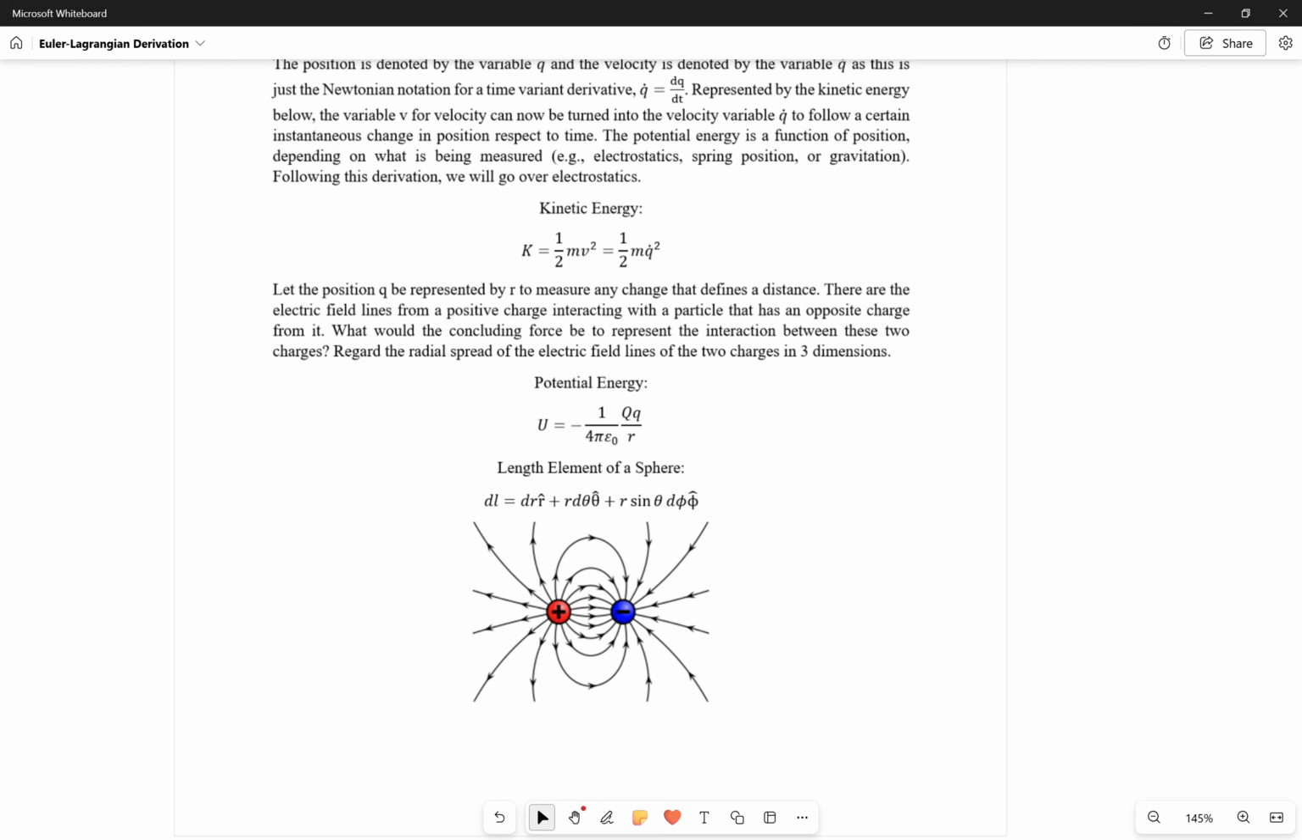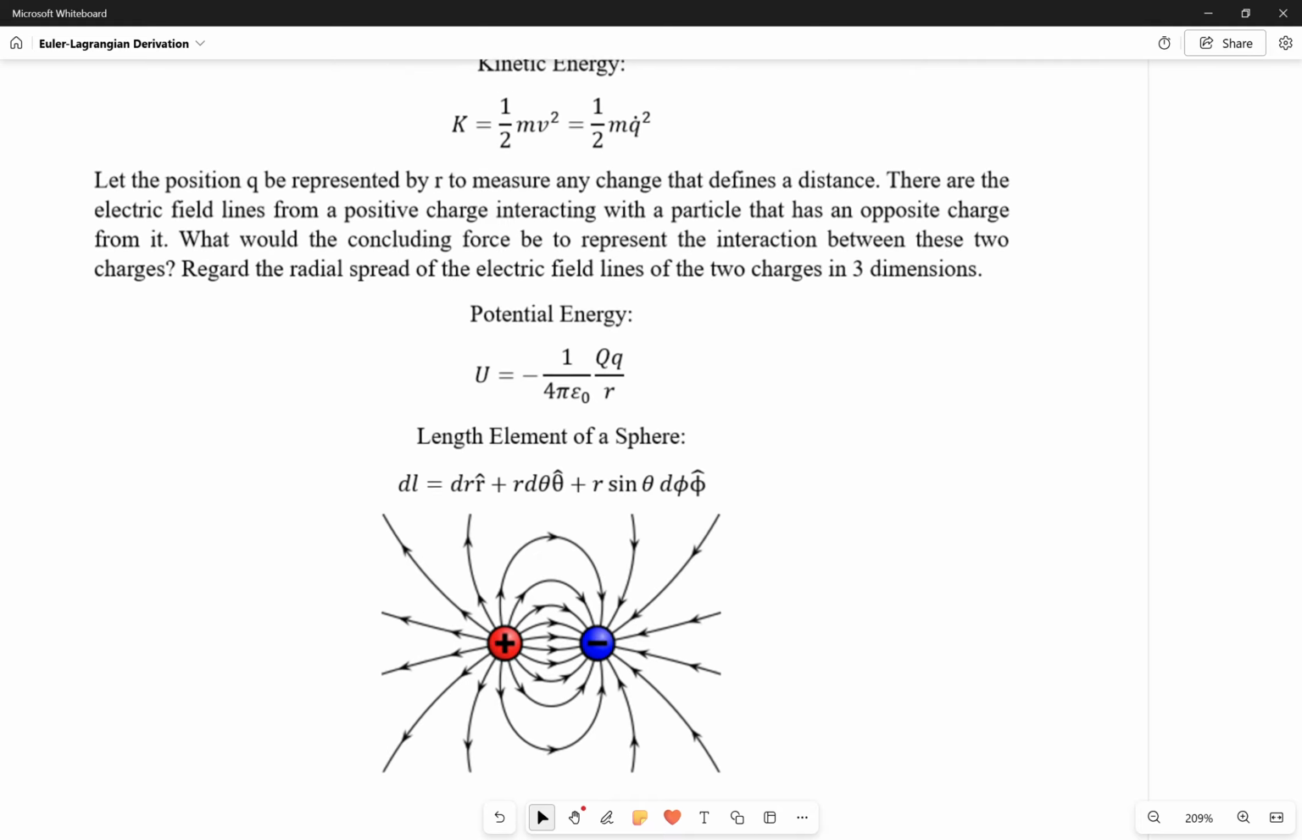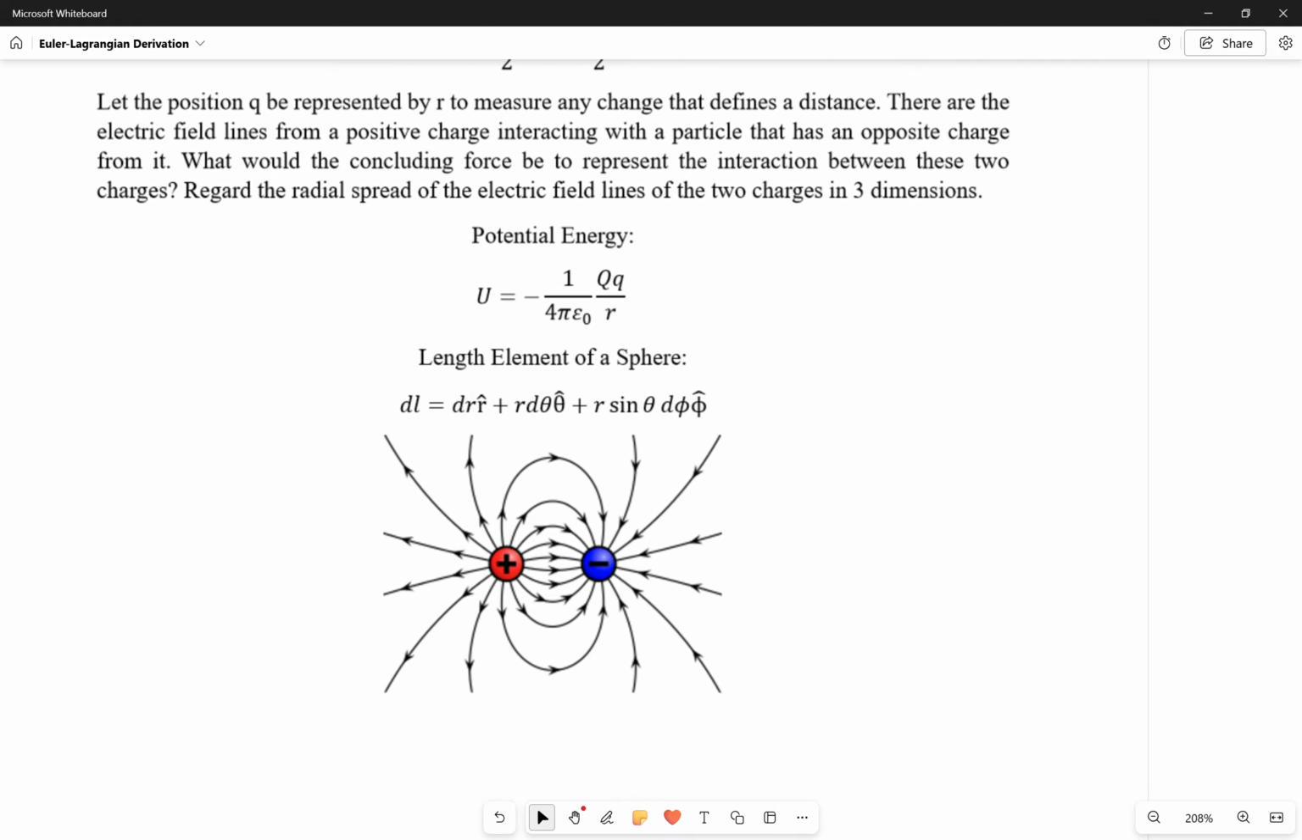Regard the radial spread of the electric field lines of the two charges in 3 dimensions. Okay, as these two charges are attracting each other, they're following a certain velocity, and I will define this velocity using the length element of the sphere. The reason I'm doing this is that I'm regarding the 3 dimensions, and I'm not respecting any rotation.